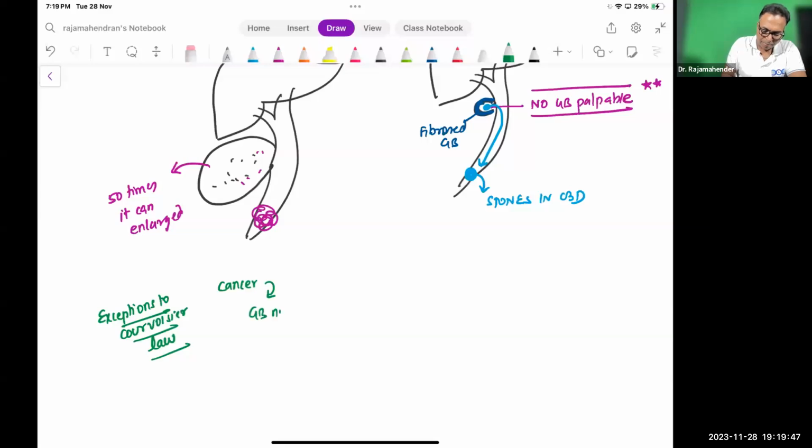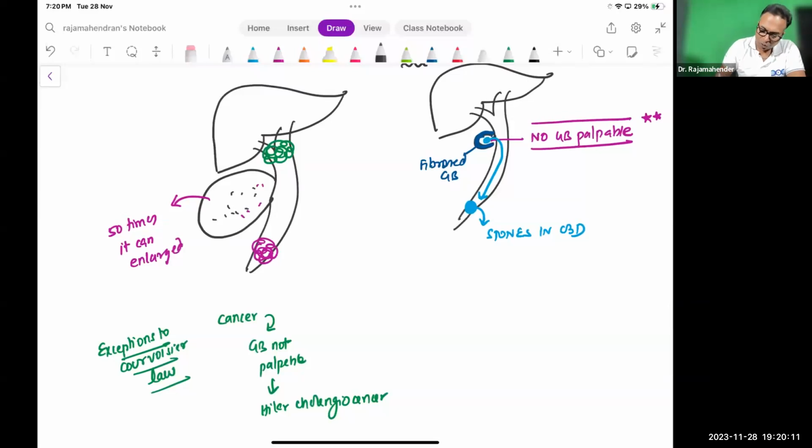Which cancer? The gallbladder is not palpable in a proximal cancer. In a hilar cholangiocarcinoma, the gallbladder is not palpable because the cancer is proximal to the gallbladder. So that is one exception, though it is a cancer, gallbladder not palpable. Though it is a stone, but still the gallbladder is palpable when? When there is one stone in the bile duct and another stone in the cystic duct, known as double impacted stone.